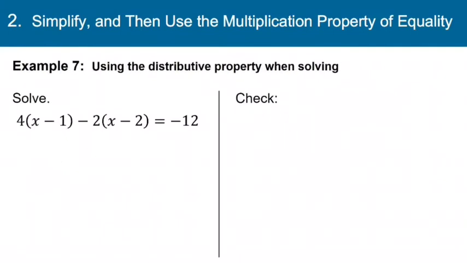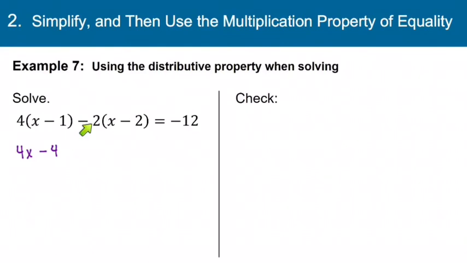And now we have an example where we must apply the distributive property first to eliminate the parentheses before we can start the solving process. So here we have 4 times (x minus 1) minus 2 times (x minus 2) equals negative 12. Let's distribute the 4 here. So 4 times x would be 4x. Minus 4 times 1 would be minus 4.